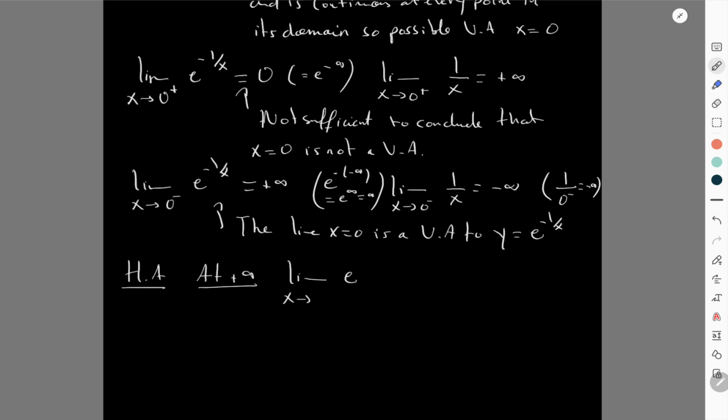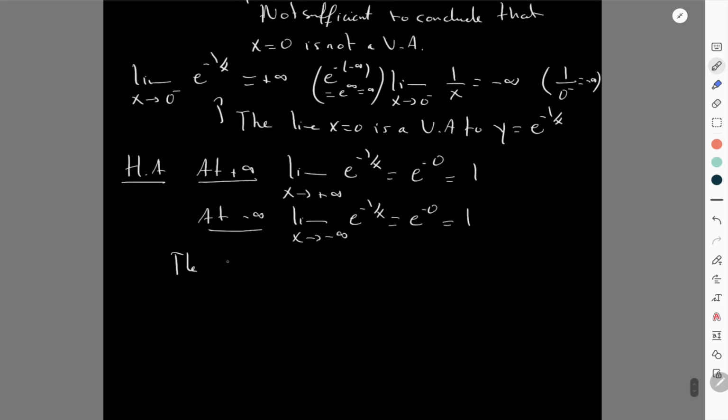Oops, I messed it up. e to the minus 1 over x. What is that? So at plus infinity, e to the minus 1 over x is 0, right? 1 over x is 0 if x is plus infinity. So really this is just e to the minus 0, which is 1. And at minus infinity, it's also the same answer, because it's also e to the minus 0, which is 1.